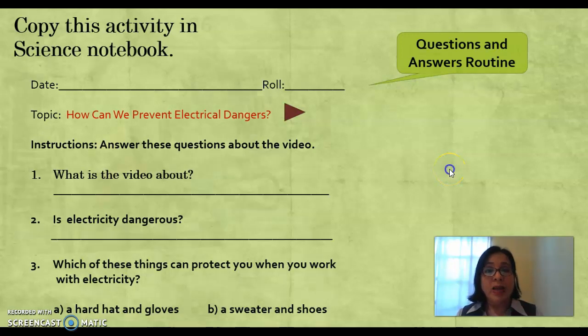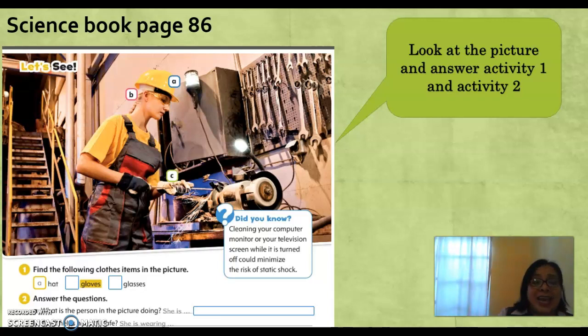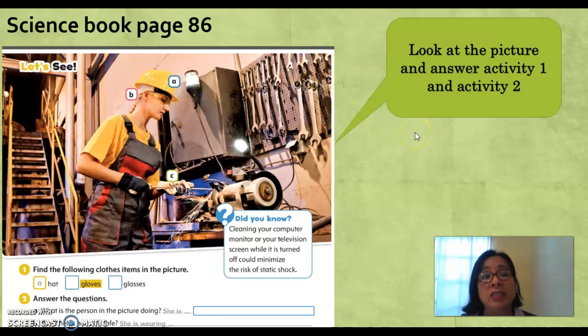Okay, continue. Now, we will continue with page 86. On this page, you will look at the picture and answer activity 1 and activity 2. Okay, look at the girl. What is she wearing? What is she working with? It says in number 1, find the following clothes items in the picture. There is a hat, gloves, and glasses. Write a letter for the corresponding clothes, okay?